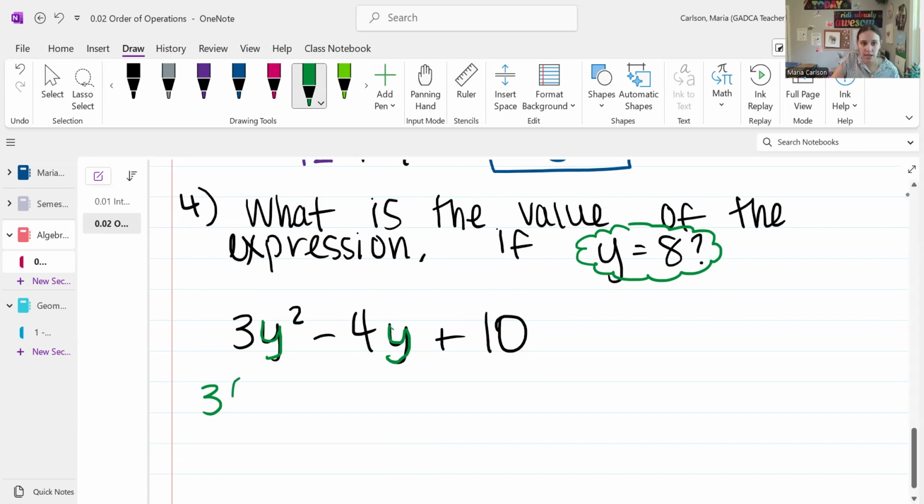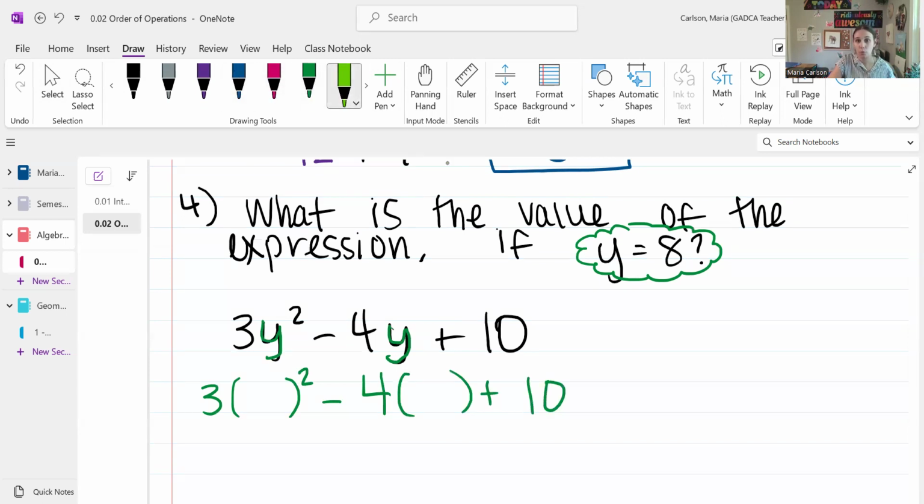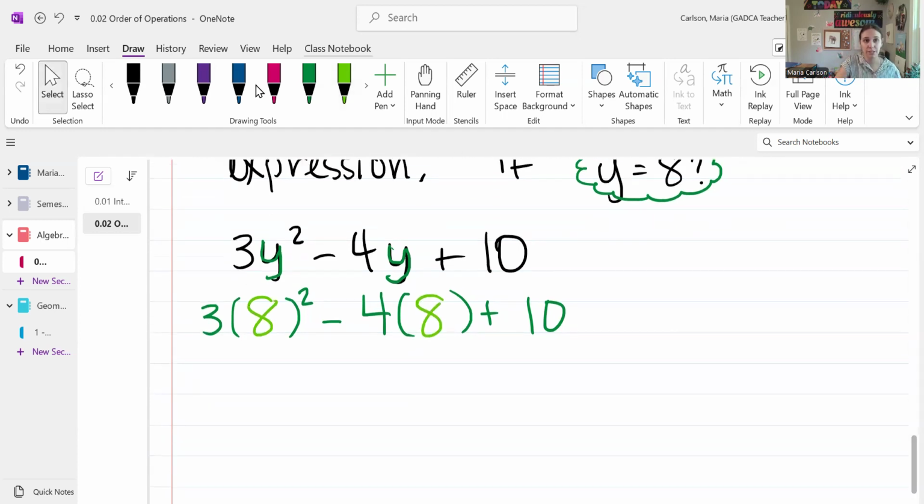So I have 3 times y squared. So where I see y, I'm going to put this set of parentheses, and that set of parentheses is squared, minus 4 times y. So where I see y, I'm going to put another set of parentheses plus 10. Now I have these little homes almost for y is equal to 8 to be substituted into. So in these parentheses, I'm going to substitute in 8. And now I can use my order of operations.